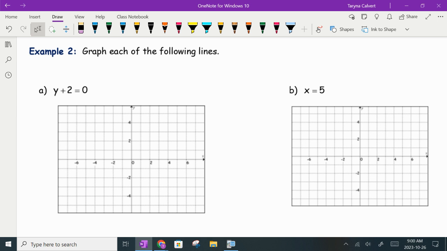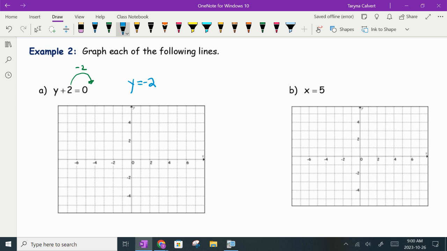So this little guy here, y plus 2 equals 0, I would rearrange that for y equals first. So if I bring the 2 over the equal sign, what kind of 2 does it become? Negative 2. So we're actually graphing y equals negative 2. Does anybody remember what those lines look like from grade 9? It's okay if you don't, but does anybody remember?